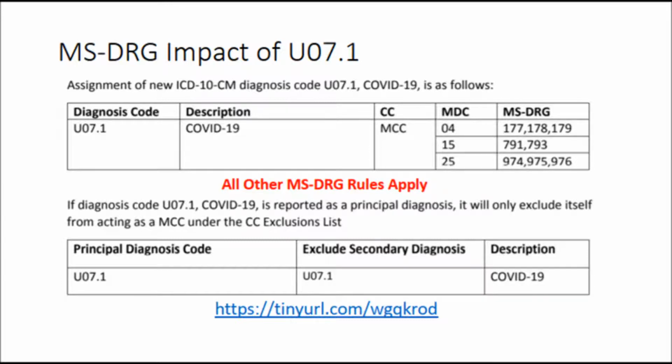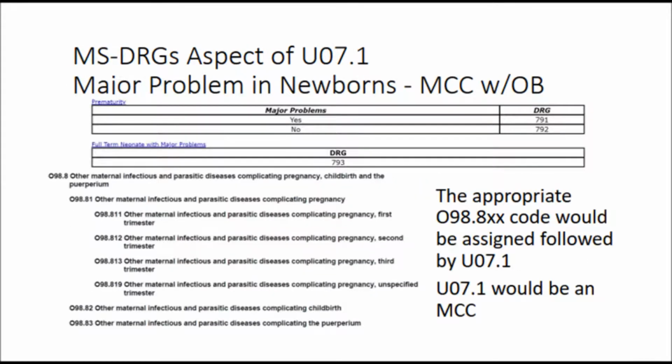If diagnosis code U07.1, COVID-19, is reported as a principal diagnosis, it will only exclude itself from acting as a MCC under the CC exclusion list. Principal diagnosis code U07.1. Exclude secondary diagnosis U07.1. Description, COVID-19. MSDRG aspect of U07.1: major problems in newborns, MCC with OB.